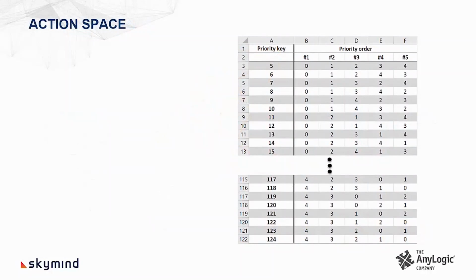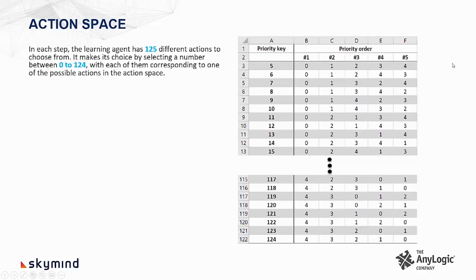The next function that we wrote for the environment is called DOACTION, and that function lets the learning agent make changes to the environment. In each step, the learning agent has 125 different actions to choose from. The learning agent makes its choice by selecting a number between 0 and 124, with each of them corresponding to one of the possible actions in the action space.